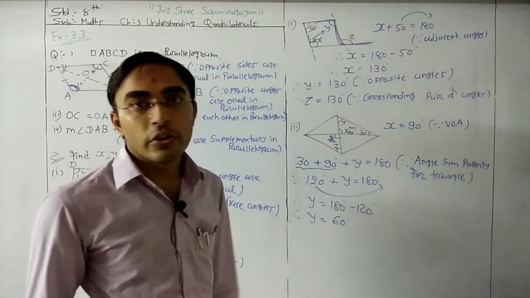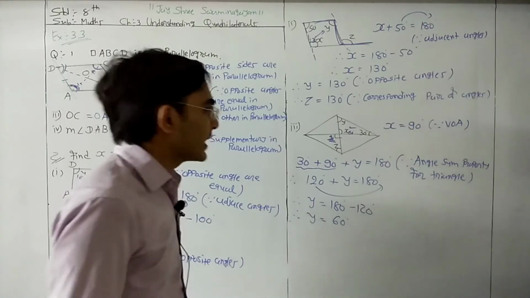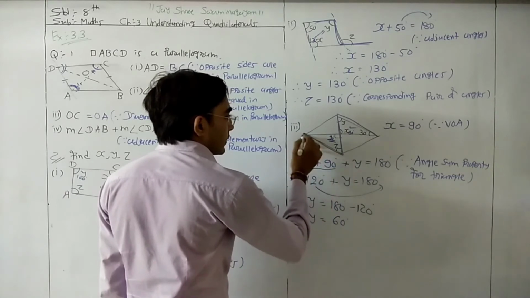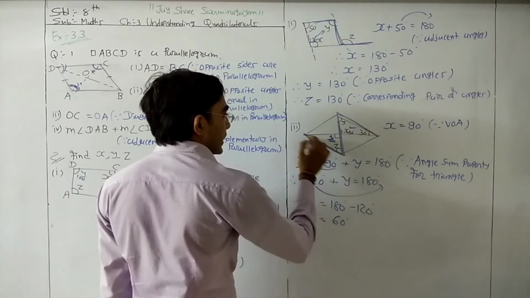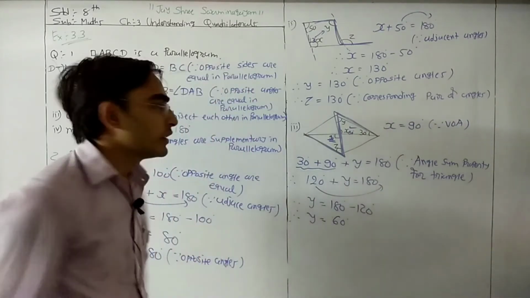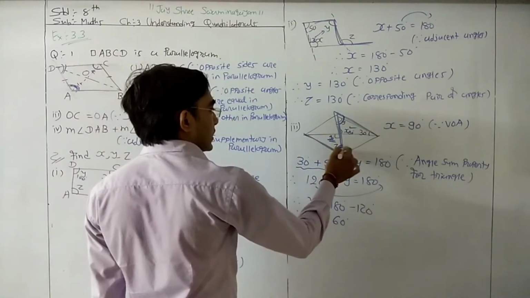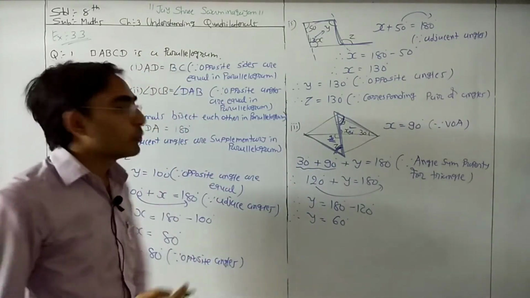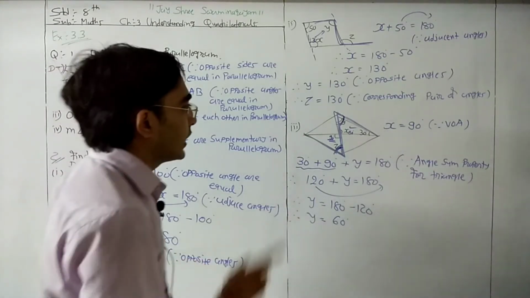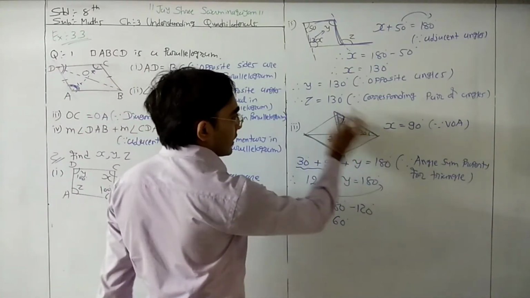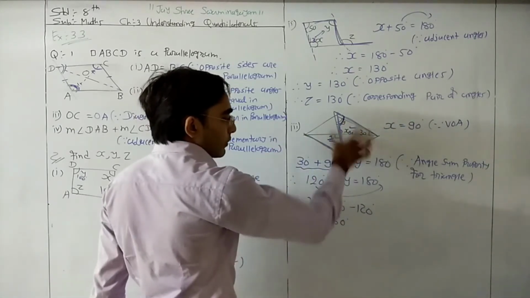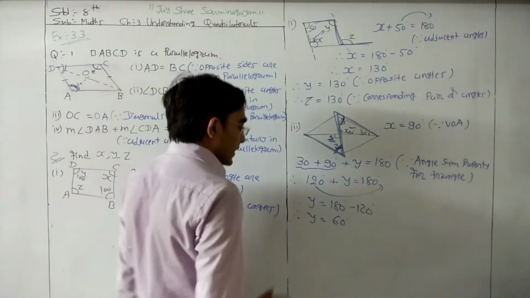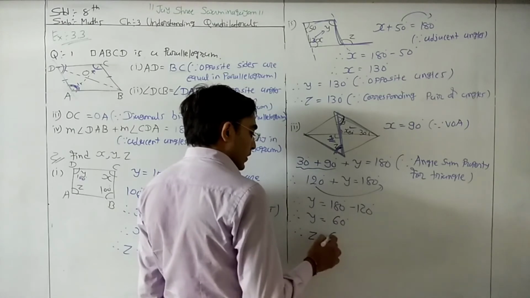Now we need to find the value of z. Here we can find the value of z directly. Just draw this one. These two angles are equal, right? Because these two sides are parallel. This is a parallelogram, so opposite sides are parallel. If two sides are parallel, then we can use alternate interior angles. If y is equal to 60 degrees, then z is also 60 degrees. So directly we can write here z is equal to 60 degrees.